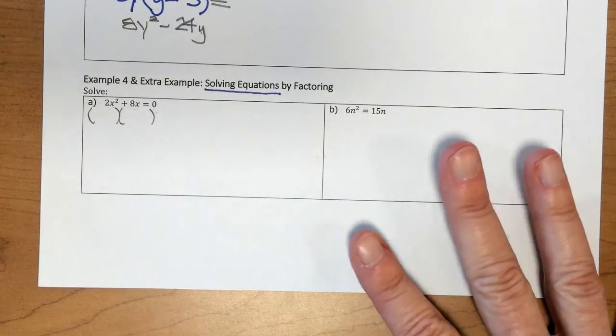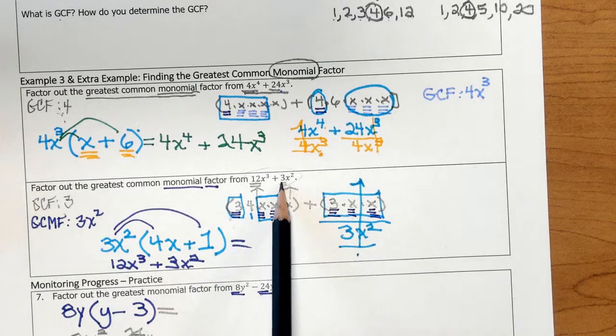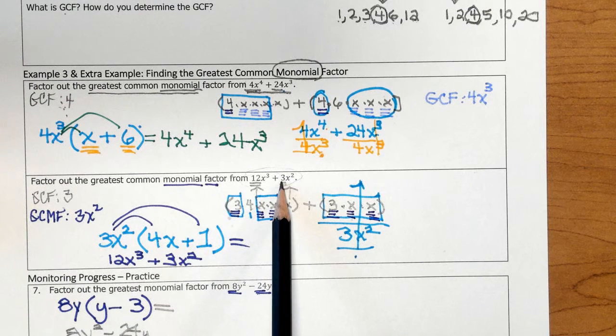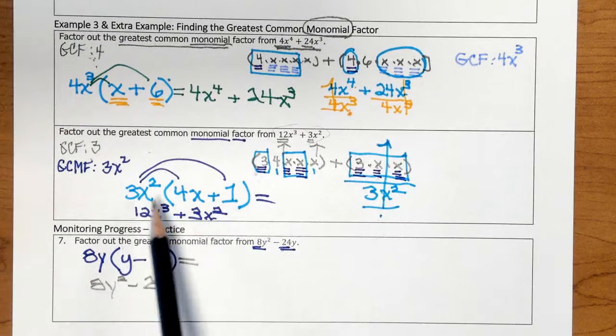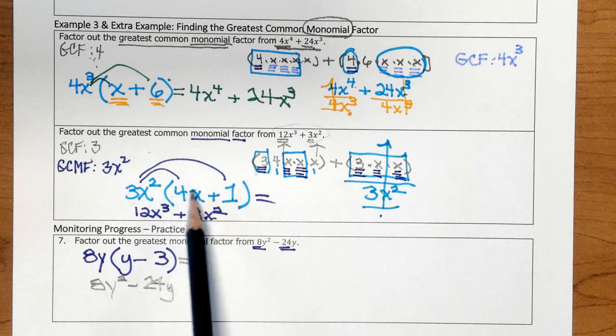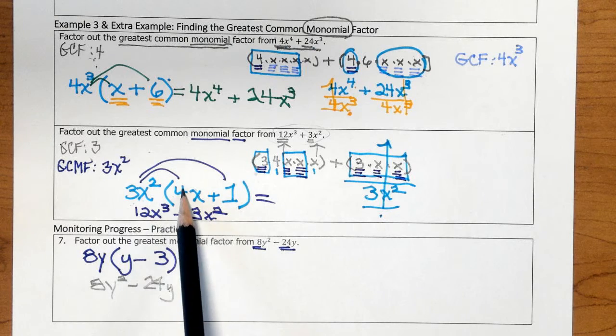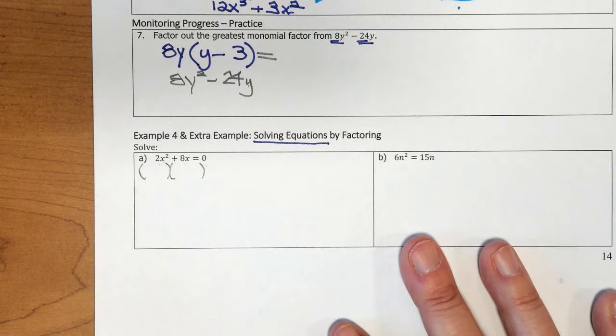So what did I do? If you look up here, what did I do to these expressions? I factored out the greatest common monomial factor. And look what happened when I did this. I got 3x squared and I got 4x plus 1. In other words, I've got two factors. So let's go ahead and do the same thing here.